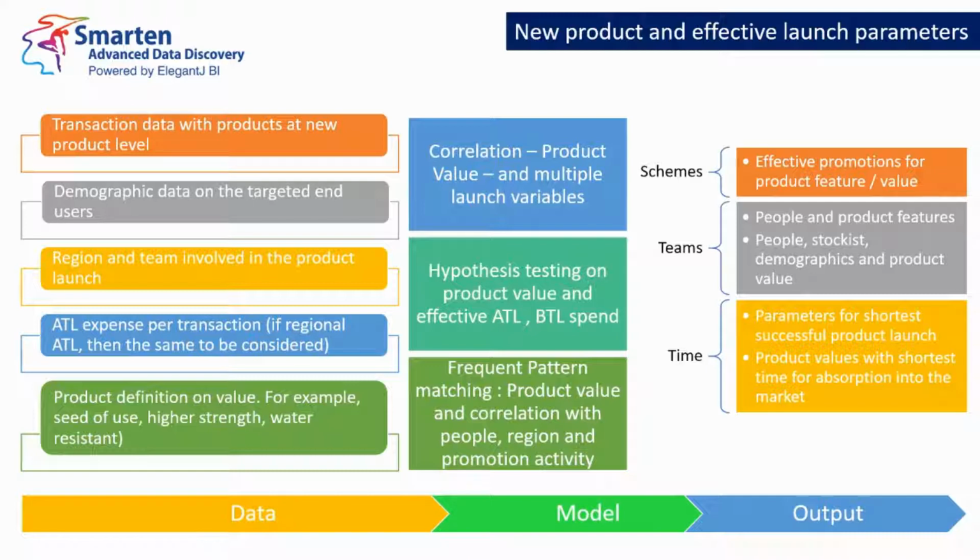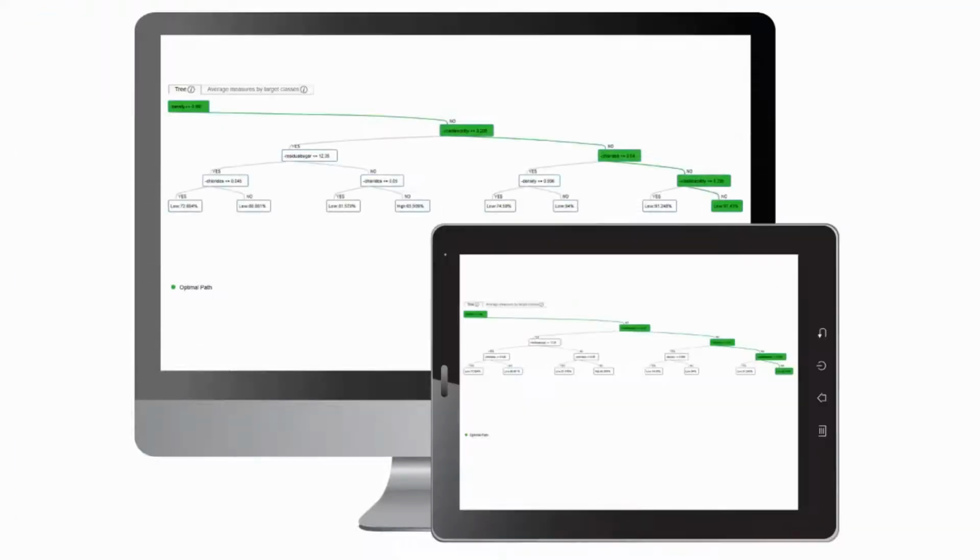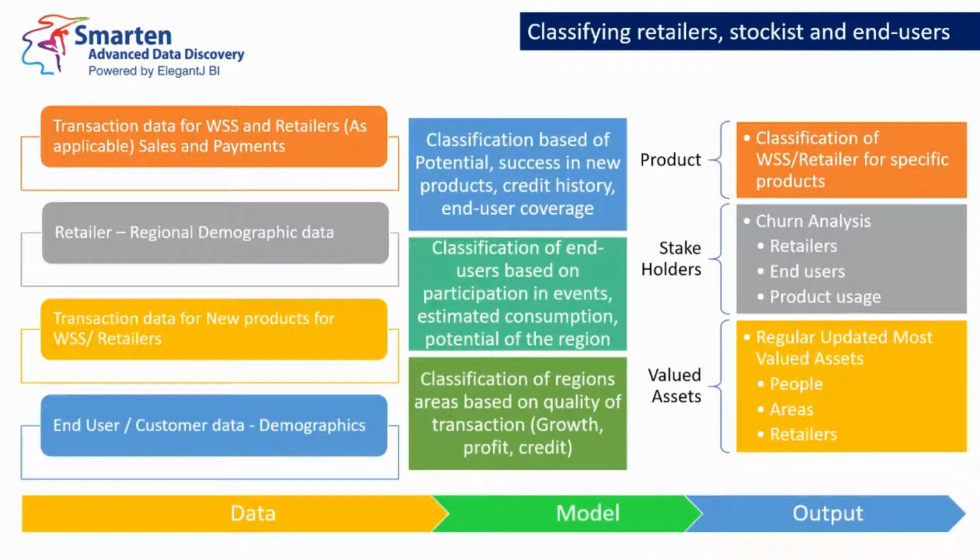So what are the new product and effective launch parameters? If you're launching a new product, which parameters have the most effectiveness in getting the salespeople as well as the retail end of the spectrum to be active, and what type of spend or what type of people should be activated to focus on getting things done. Same thing for targeting on specific areas.